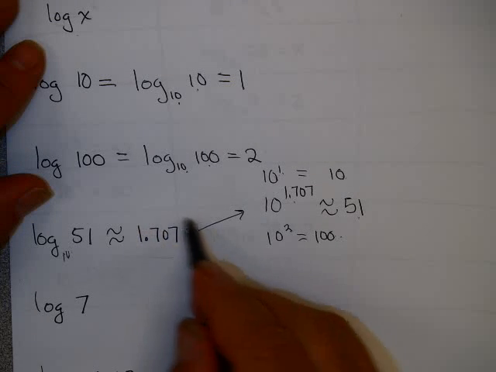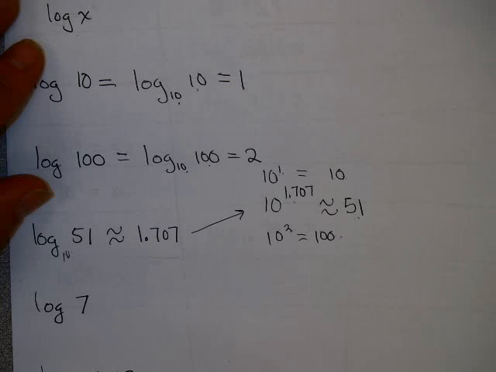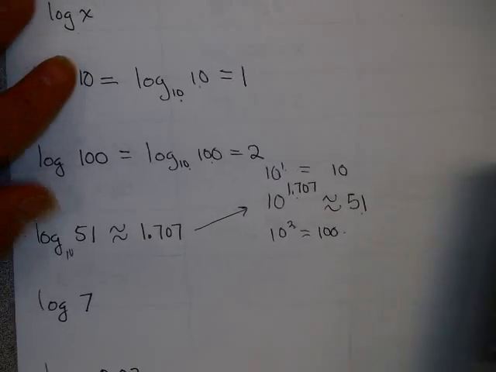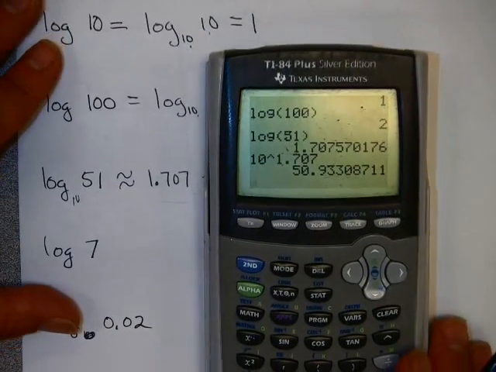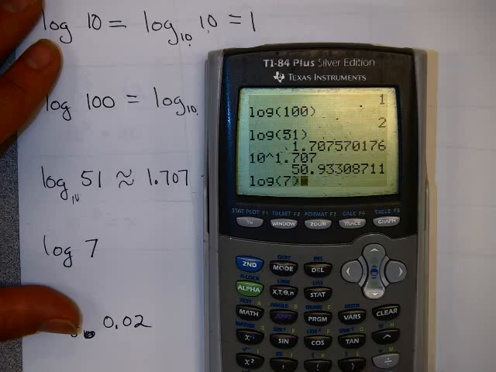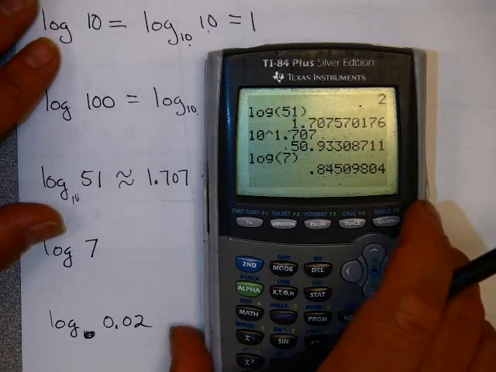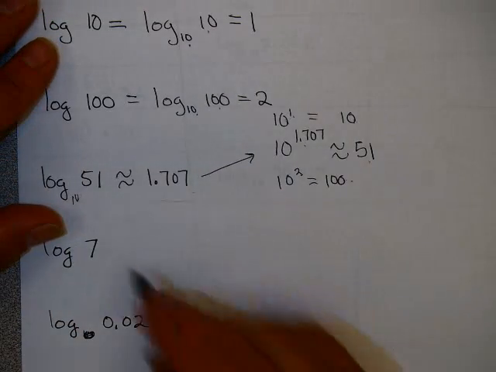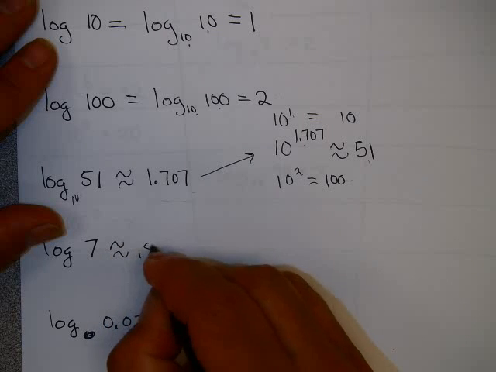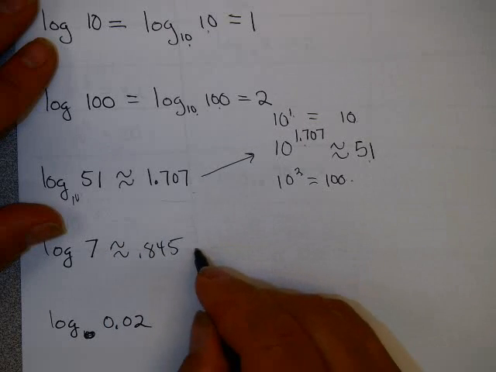And this was an irrational number. I can't write it down exactly, but I can get something that makes sense. Let's try log 7. Log 7 gives me 0.845098. So this is approximately 0.845. Why does that make sense?